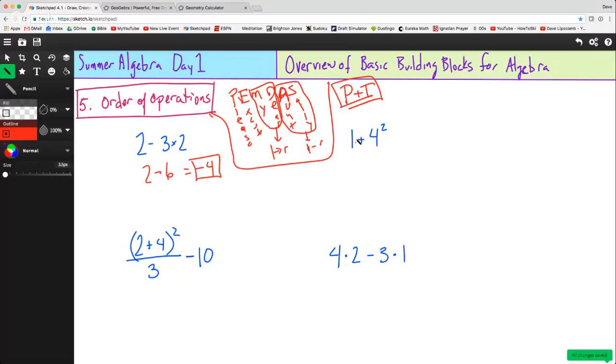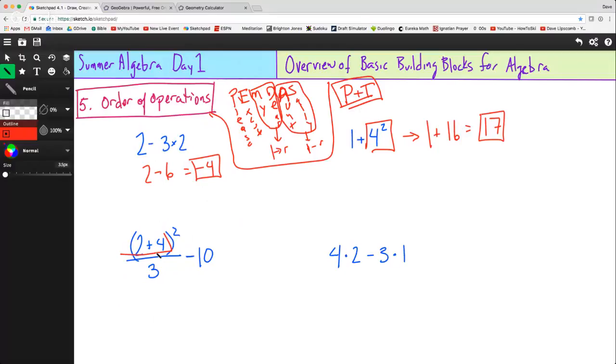Over here, parentheses, no. Exponents, yes. We have our exponent here. So we go 1 plus 16, and so our answer is 17. All right, down here, parentheses, exponent. Okay, well, let's do our parentheses first.